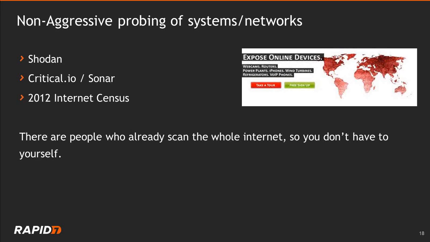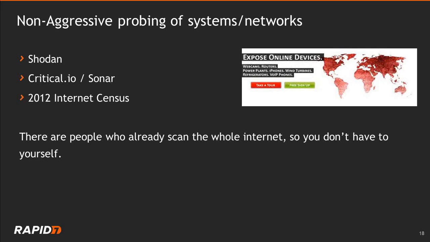Non-aggressive probing of systems and networks is a wonderful thing to be able to do, because if you're targeting an organization, things like port scans and network probing are going to be detected by machines in place like IDS and IPS equipment. Shodan and Critical.IO, and the Sonar project that Rapid7 does, are great ways to look at public scan data that somebody else has essentially already collected. So you can take advantage of somebody else's scan without having to run the scan yourself and expose your IP address to the organization that you're assessing or testing.